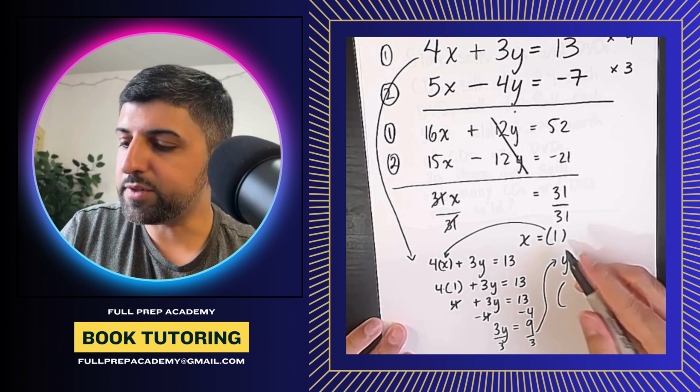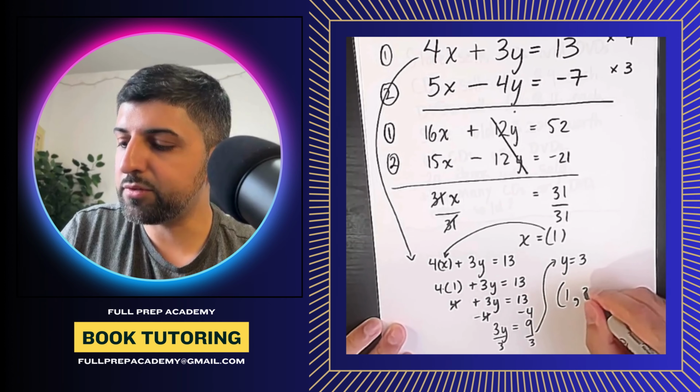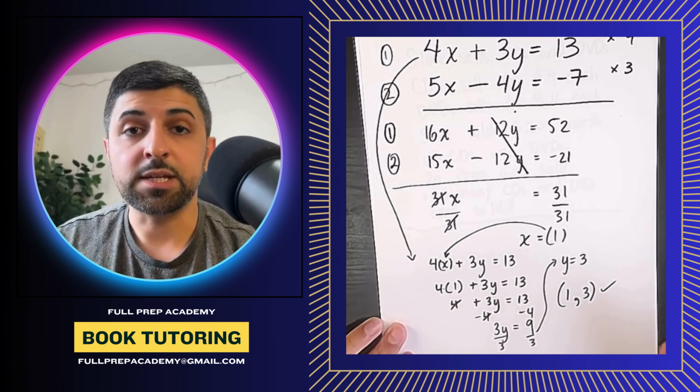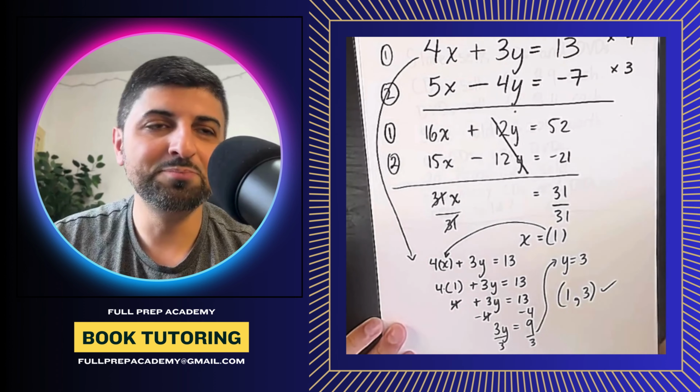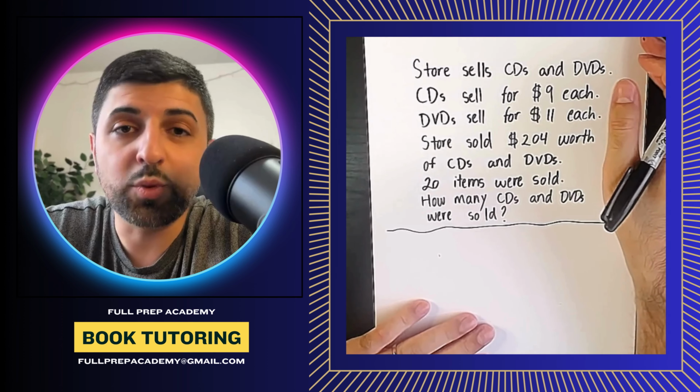There is my point of intersection. It's going to be 1, 3. That's it. And now I can check my answer if I want. I'm going to check my answer at the end, though. Don't worry. And the dreaded word problem.